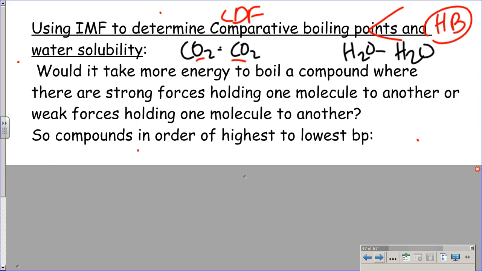So what I wanted to talk about that for is because if we're boiling water, it's going to boil at what temperature? 100 degrees Celsius. Boiling carbon dioxide. Anybody? Lower or higher than water?